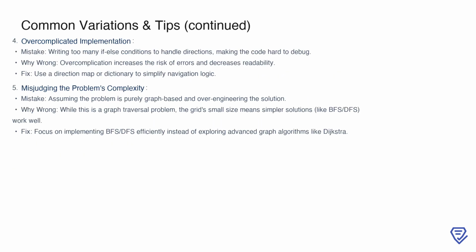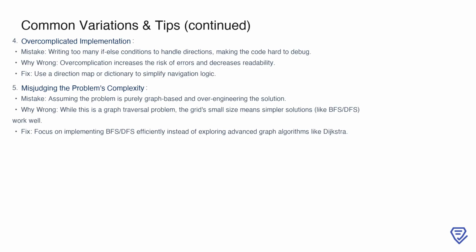Another mistake developers often make is overcomplicating their implementation. Writing too many if-else conditions to handle the directions not only makes the code harder to debug but also increases the likelihood of errors. A better approach is to use a direction map or dictionary to simplify the navigation logic.